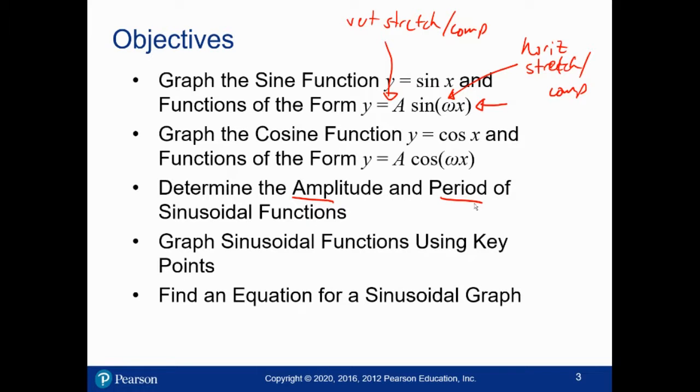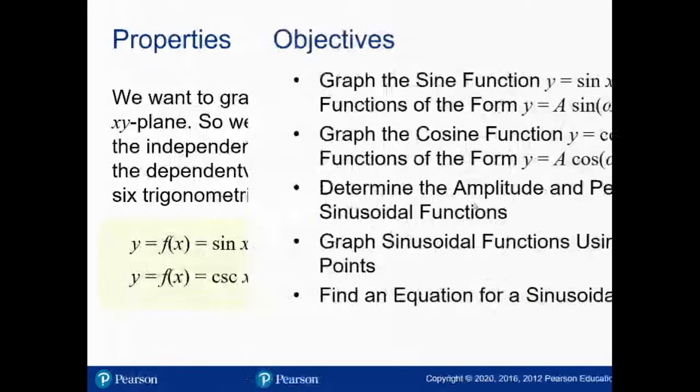Period we understand is how long it takes to repeat itself, and we know that for sine and cosine that's 2 pi, but once we start changing the functions, the periods might change as well. Amplitude refers to how big it can get, and we know for sine and cosine that's 1 to -1, but again, once we start changing the functions, that might change. Then we want to know how to graph sinusoidal functions and find equations for them.